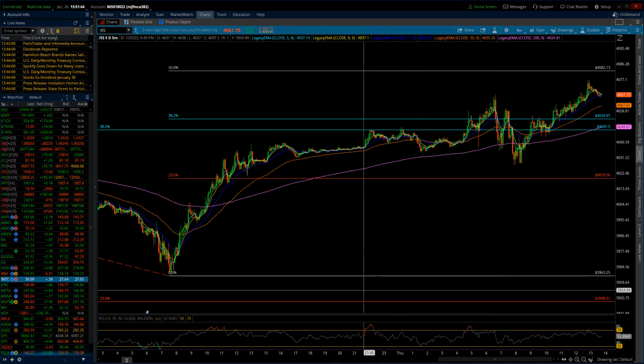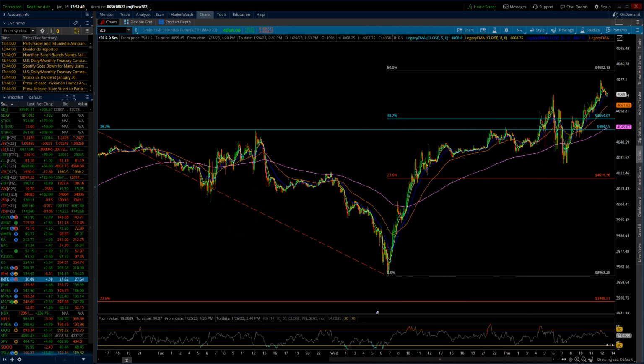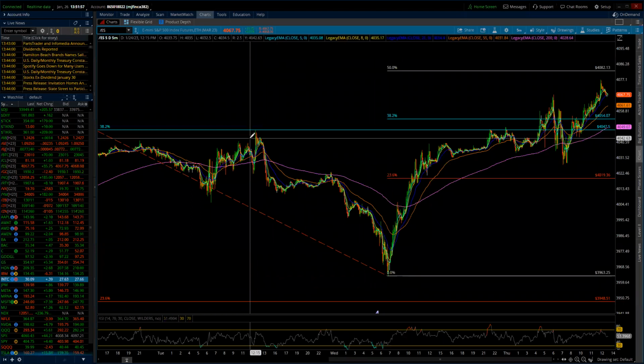Similar to this 4. And where did that one come in? Off of this high. What am I looking for? A 4. What's it going to look like? A, B, C. Wow, look at how clean that was.